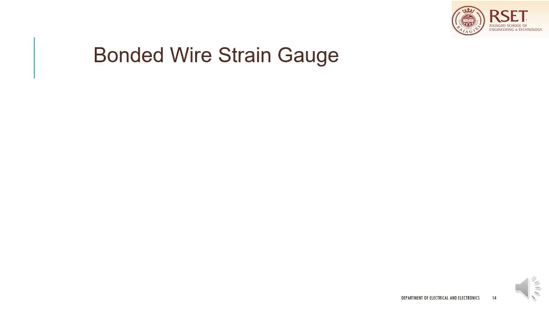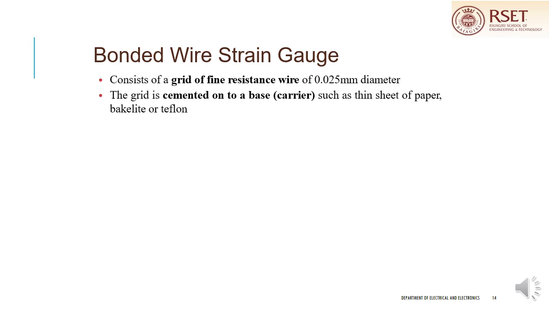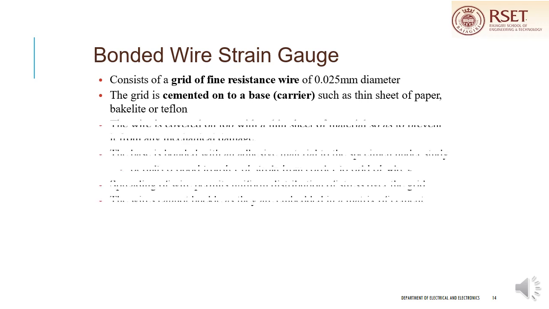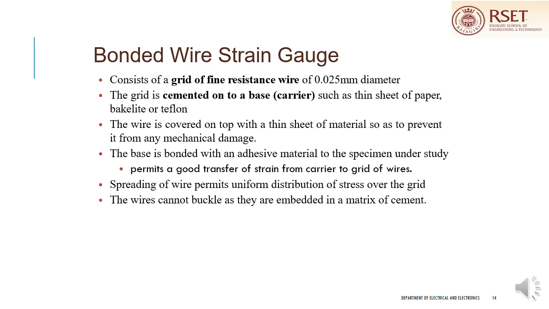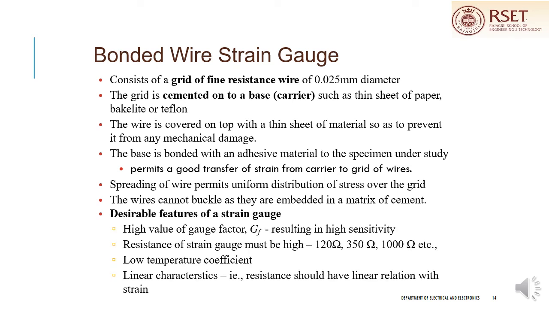Coming to the bonded wire strain gauge, it consists of a grid of fine resistance wire of very thin diameter. Now, the grid is cemented to a carrier, which is usually a thin sheet of paper, bakelite or Teflon. From the top, the material is covered with a thin sheet of material in order to avoid mechanical damage, and the entire assembly is then adhered to the specimen under study. Now, you may also go through the several features of the strain gauge.